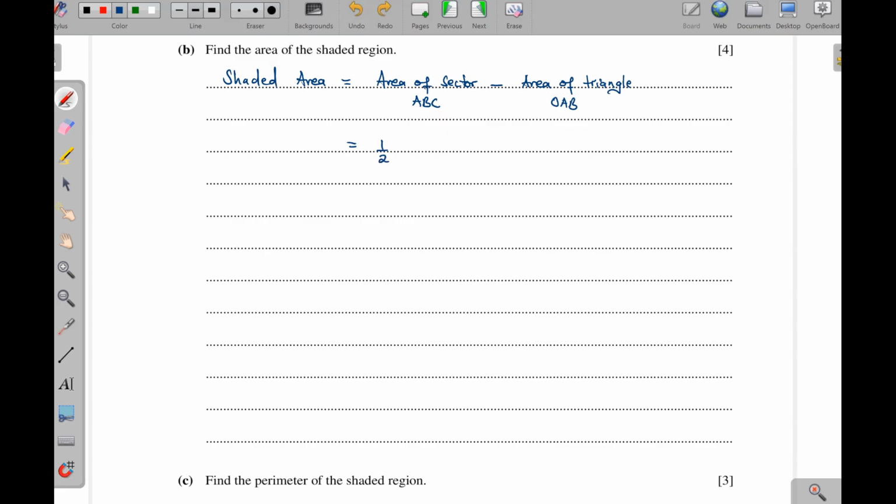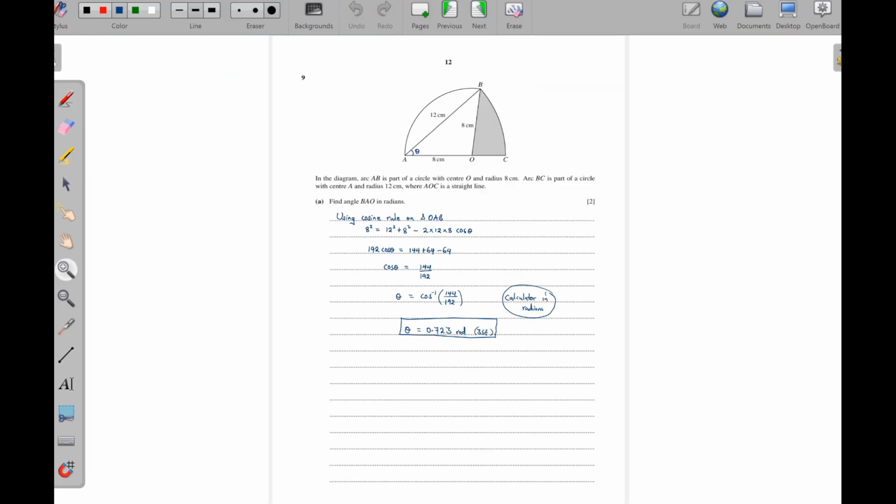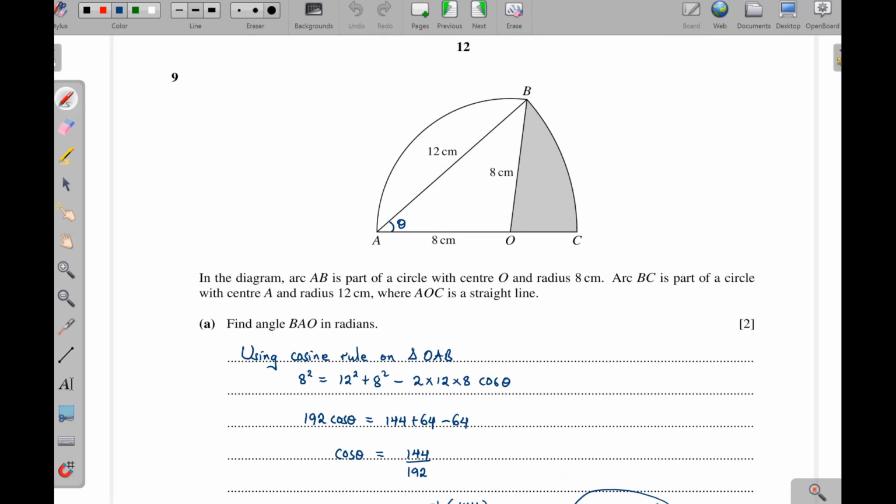Now, area of a sector, you know it is a half r squared theta. So what is the radius? When you go and check again here, is the radius this 8 here? Is it 8? No. It is 12. From A to B, that is the 12. Even A to C is also 12, because this is the arc. So this arc here has this radius equal to this. So it is 12.